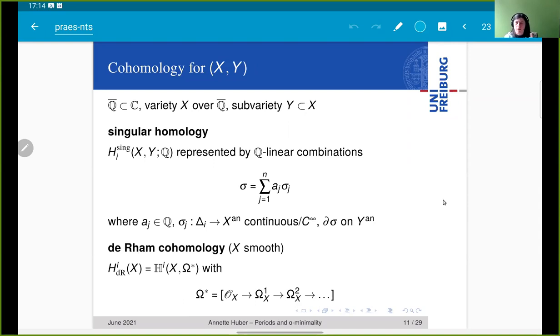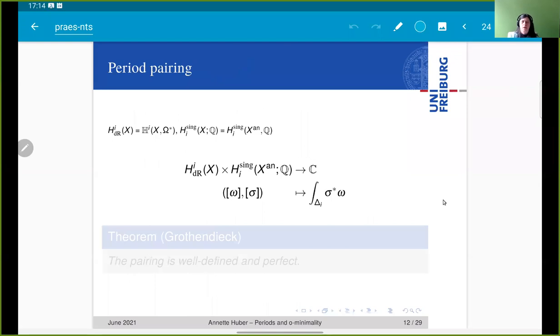So in particular, these de Rham cohomology groups, if the variety is defined over K, then the de Rham cohomology will give you K vector spaces. I'm working over Q bar, so these will be Q bar vector spaces. And then de Rham cohomology and singular homology are linked via the period pairing. So every class in de Rham cohomology is represented by some differential form, and every singular homology class is represented by some cycle. And then we can integrate.